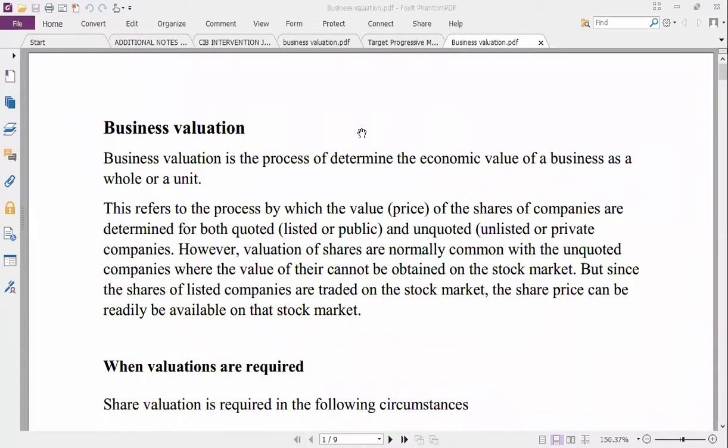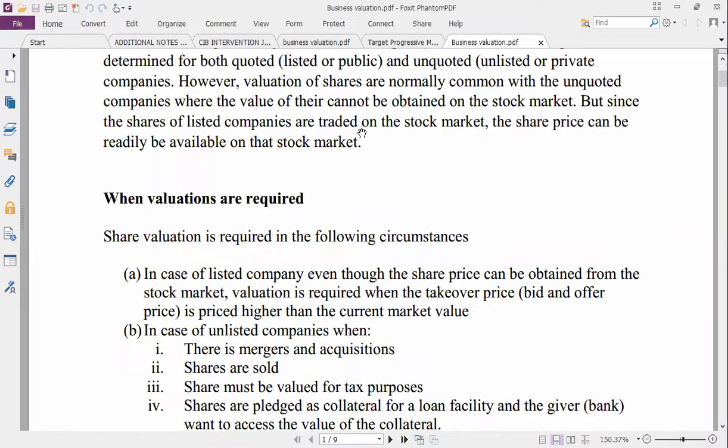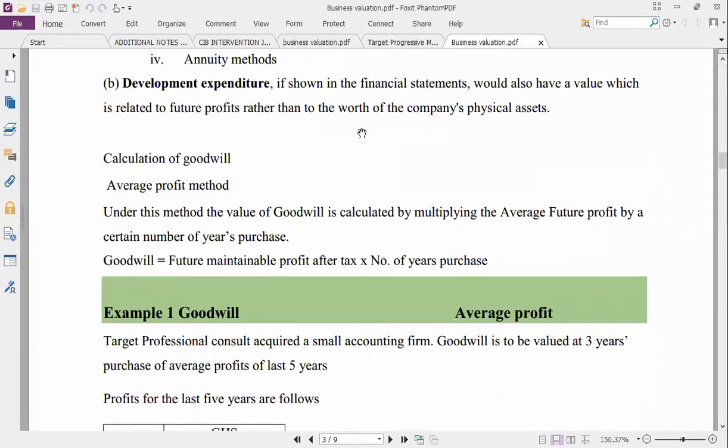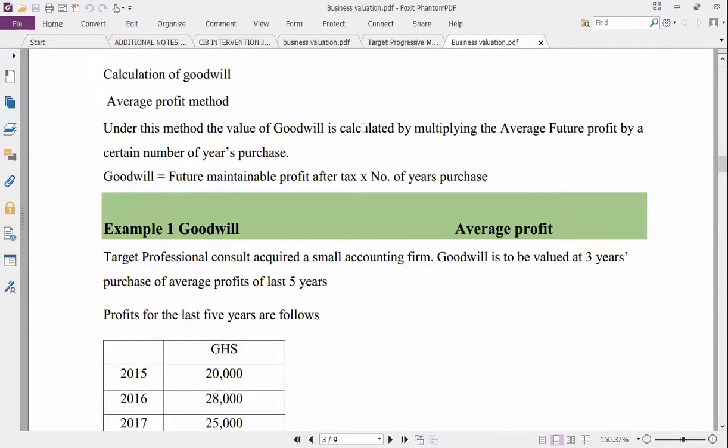Great. Let's go to this section. Yeah, average is here. So goodwill in the average method. Under the average method, the last 5 years profit has been given. Now they say goodwill is to be valued at 3 years purchase of average profit for last 5 years. So it can be 2 years purchase, 1 year purchase, 3 years purchase, 4 years purchase, in that order.